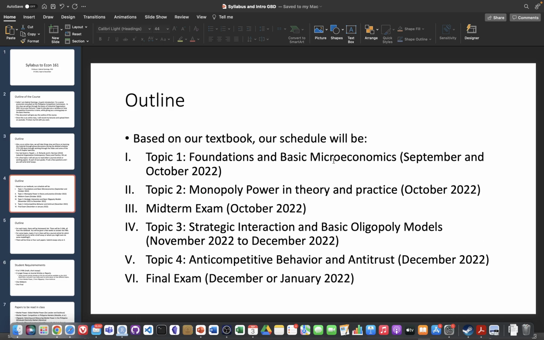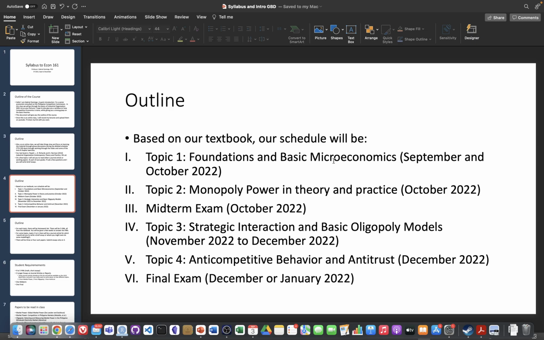Okay. So here's the outline of our class and our basic schedule. Topic 1 will be Foundations and Basic Microeconomics, which will be for the rest of September and maybe the first week of October. And then we'll be talking about monopoly power in theory and practice. By the way, these are chapters in the book. That's where we're getting it. We won't be discussing a lot of these in depth, but we'll definitely be talking about price discrimination and then move on to horizontal differentiation, product differentiation. So those are the two main topics.